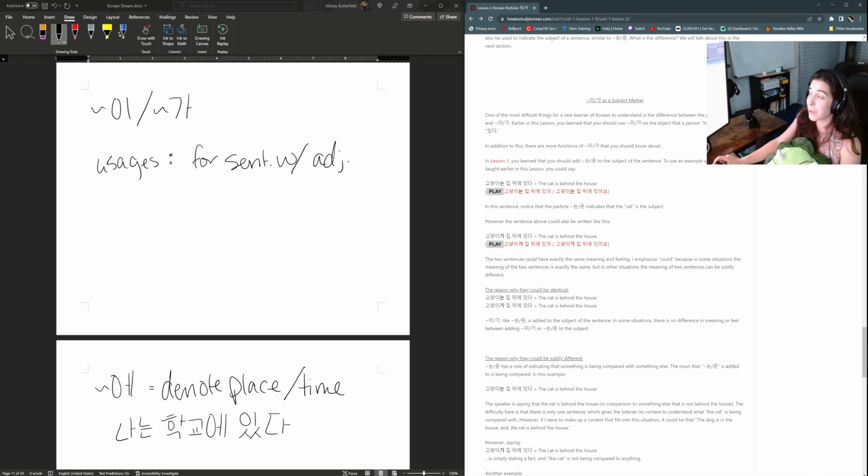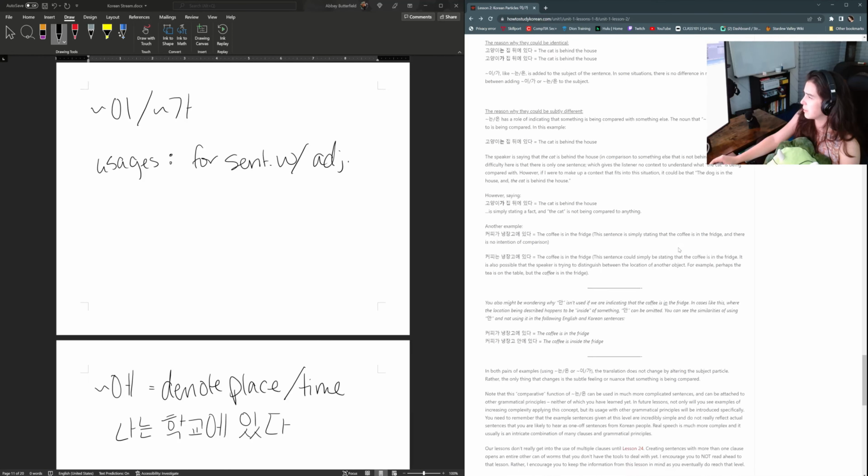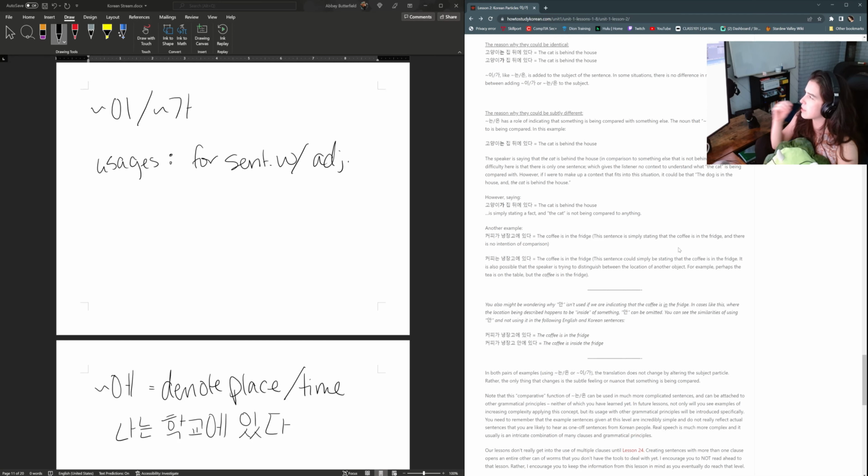Let's learn about why and how it could be subtly different. Nun and un has a role of indicating that something is being compared with something else. The noun that nun and un is added to is being compared.